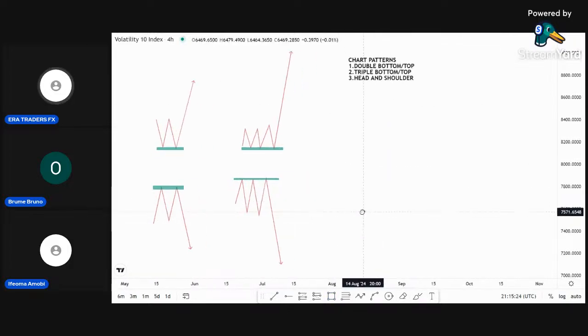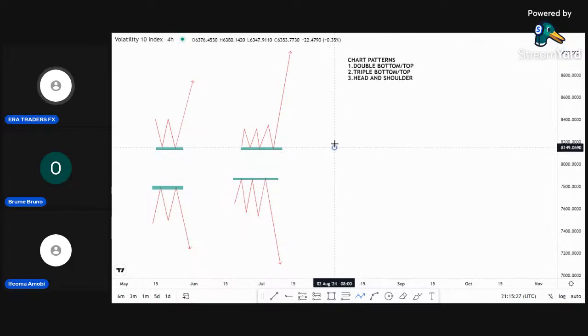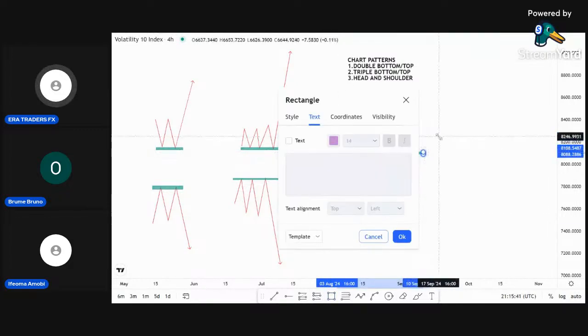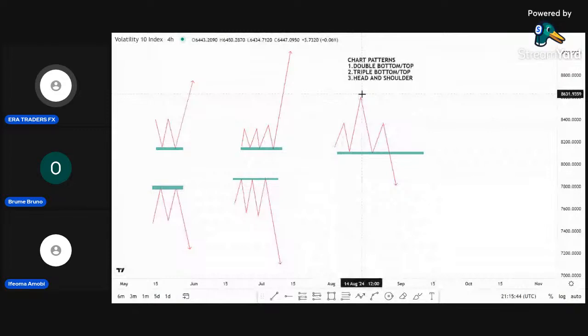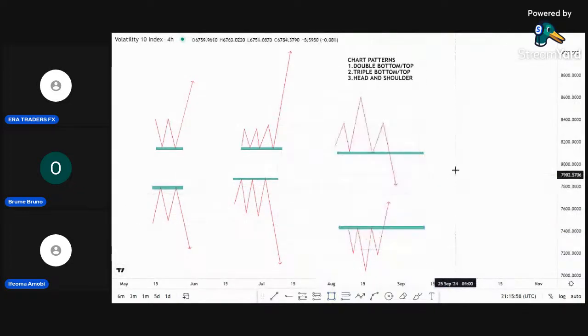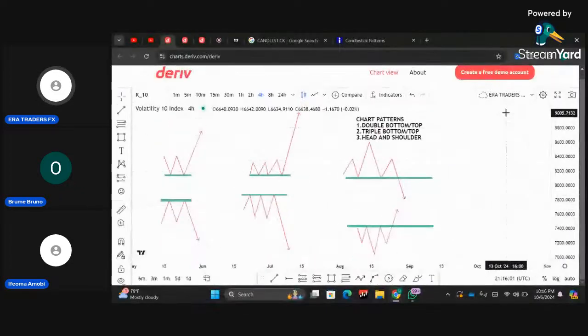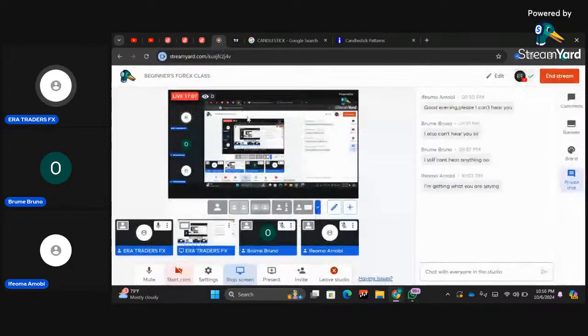Now, the head and shoulder pattern. This is how the pattern is. We have the neck, this is the neck, then these are the two shoulders, and this is the head. Then we also have the reverse of it. This is the shoulder, this is the head, this is the neck. So when you see all these patterns on the chart, it represents something.